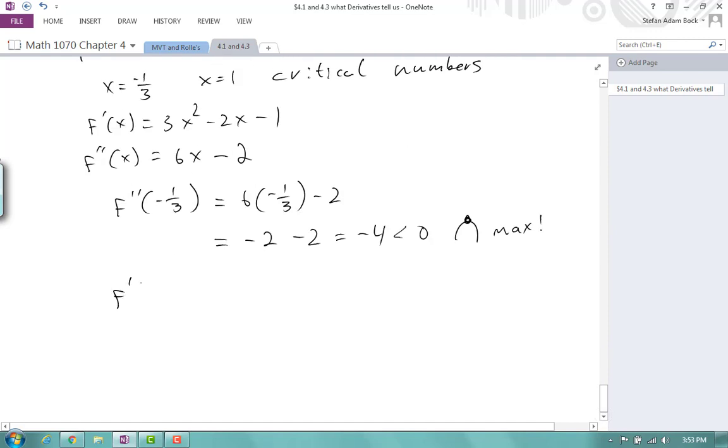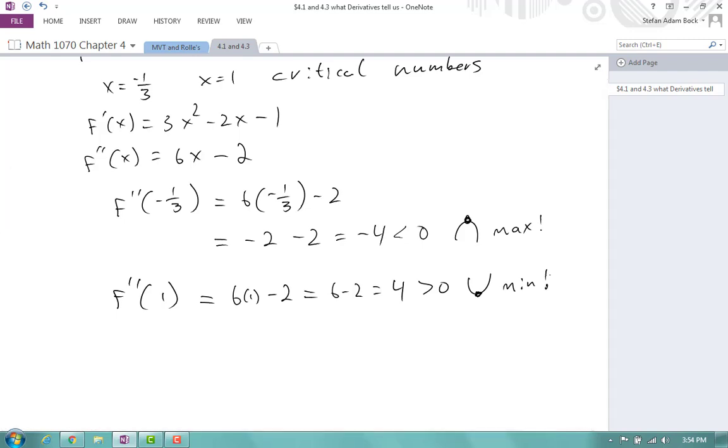And f double prime of 1 would be equal to 6x minus 2, 6 times 1 minus 2, which is equal to 6 minus 2, which is 4, which is positive, which is concave up, which means I have a minimum. Sometimes one of these will be easier to evaluate than the other, so try practicing with both.